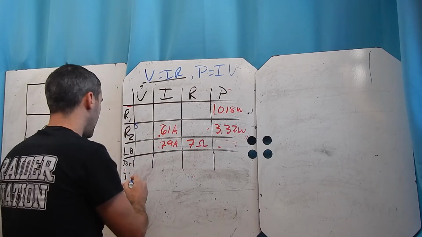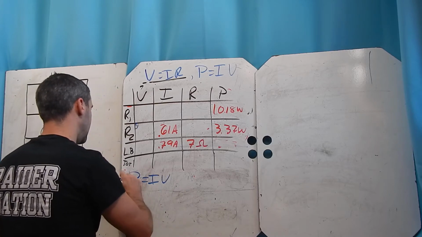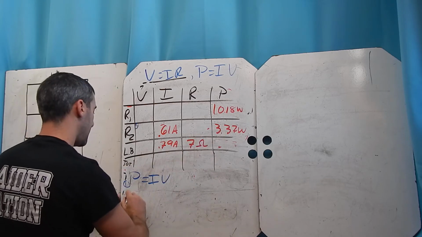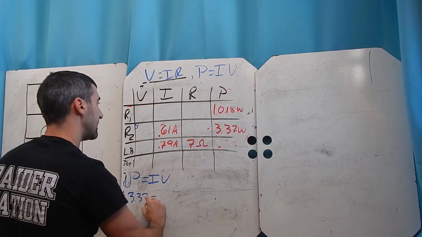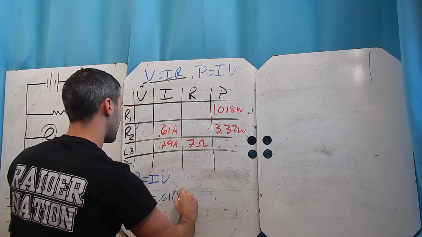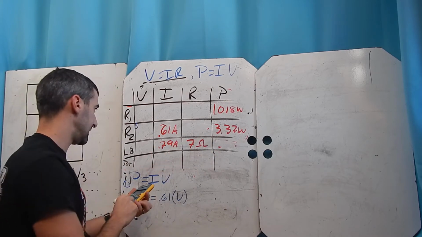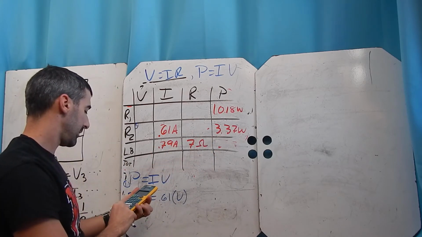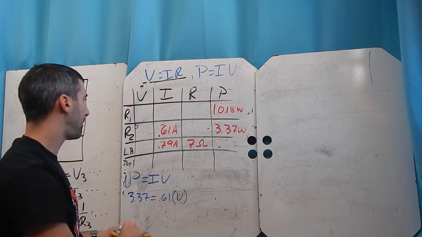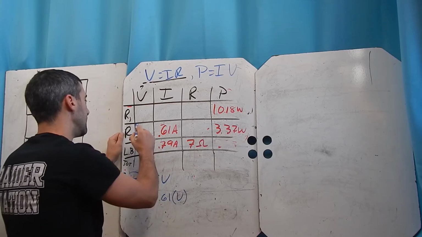So step number 1, I'm going to say power equals I times V. So I have 3.37 equals 0.61 times V. Power equals I times V. Let's see. 3.37 divided by 0.61, I get a voltage of 5.52.